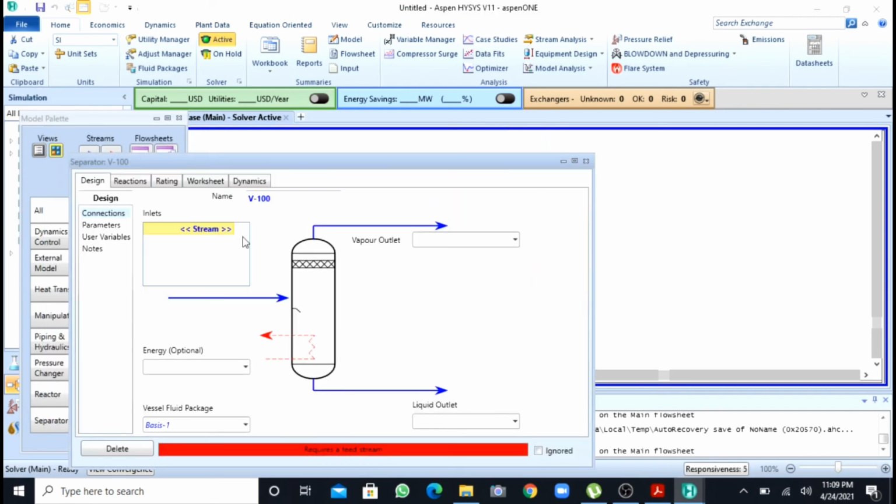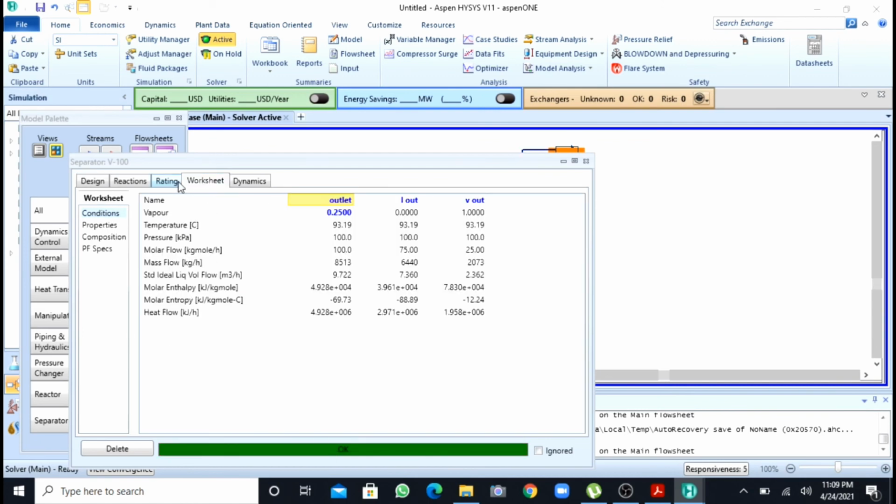I will double click on this phase separator. I have to define my streams. The inlet stream for this phase separator is outlet, the vapor outlet I will write as V out, and my liquid I will write as L out. As soon as I press OK, you will see that my simulation has been solved, and I will go to the worksheet, and here you can see that all the unknowns have been calculated.